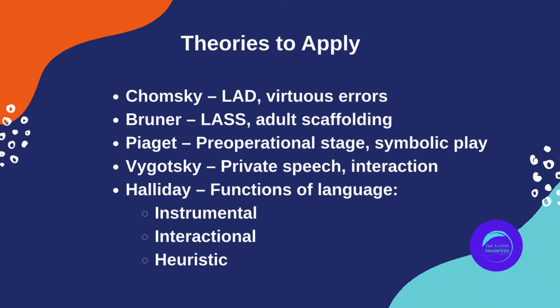Now, let's bring in the rest of your theory toolkit. Use Chomsky when you spot rule-based errors. Use Bruner to explain how the parent scaffolds and guides the child's responses. Use Piaget when Ella shows signs of imaginative or egocentric language. For example, symbolic play when she talks about the hair clip or says, "Mummy's caking." Vygotsky is great for explaining how Ella learns through social interaction. And don't forget Halliday. You can apply his 7 language functions to see what purpose Ella's utterances are serving.